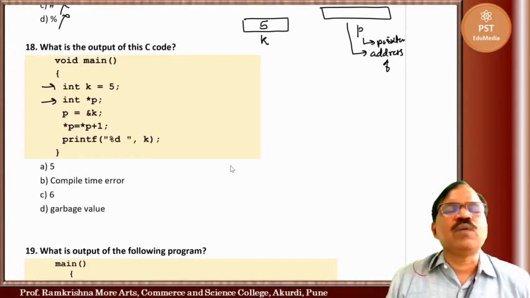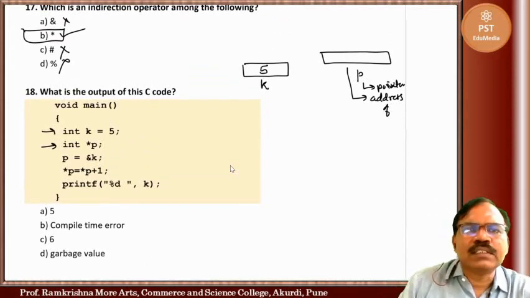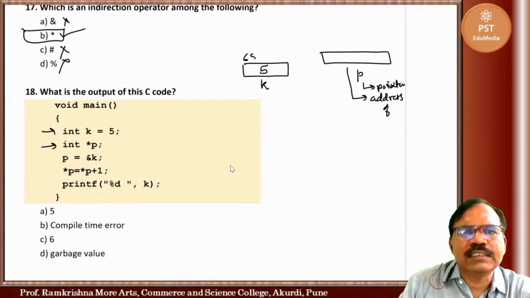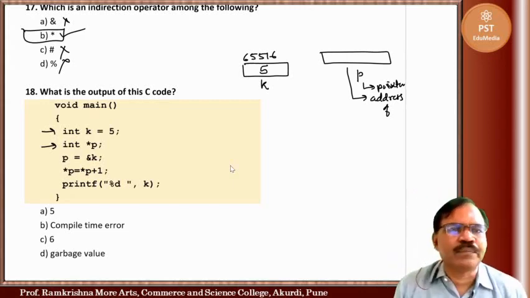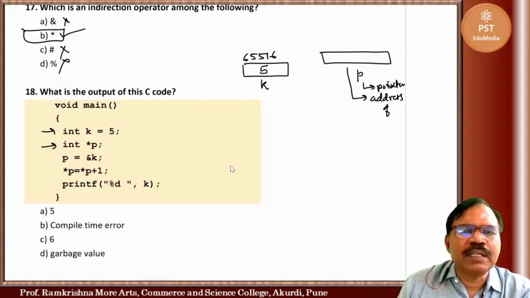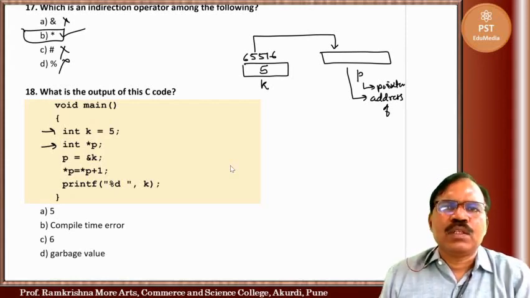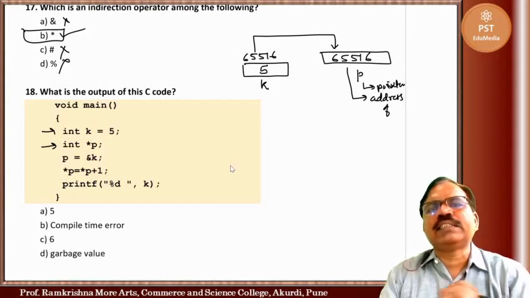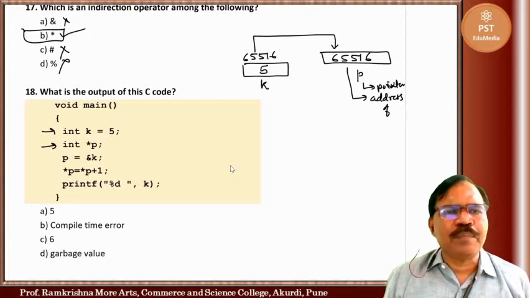Now p is equal to &k, what happens here? Suppose the address of k is 65516 in the memory. When p is equal to &k, this address is stored in the memory location of p. So 65516 is stored in the memory location of p.